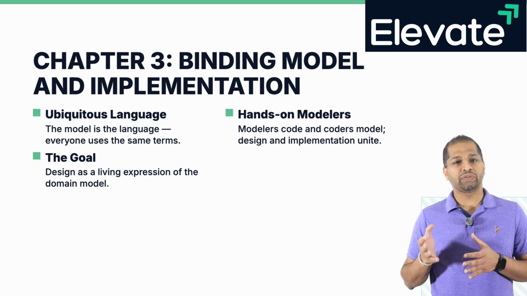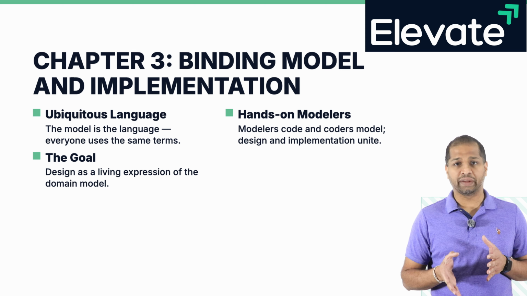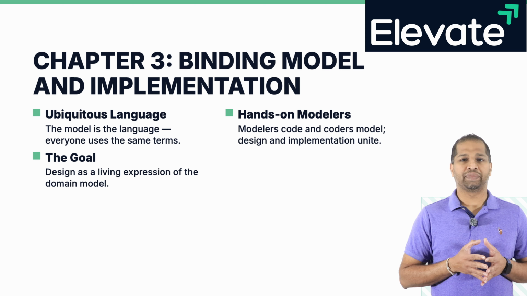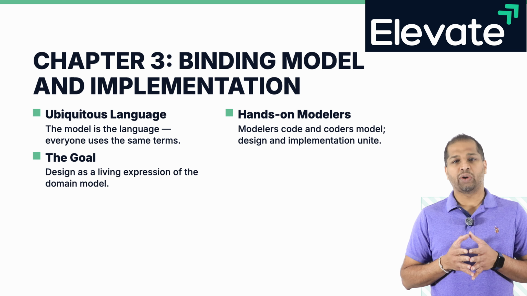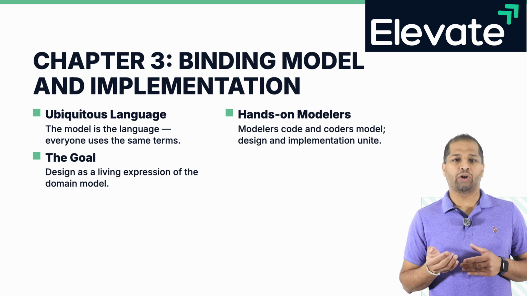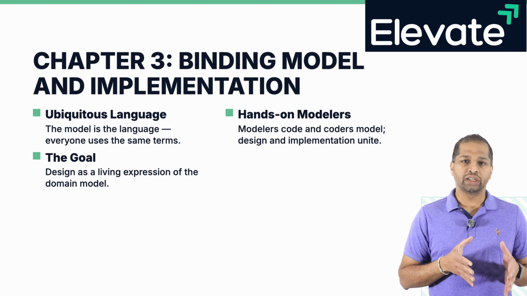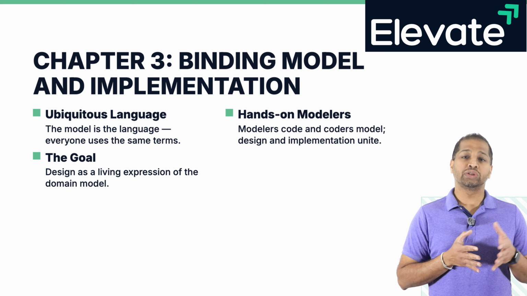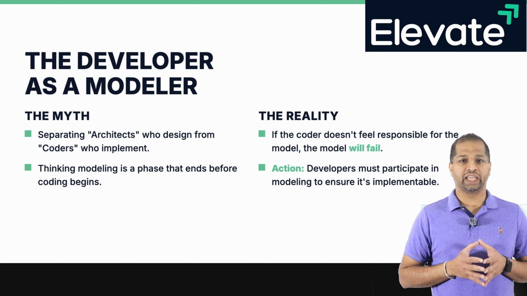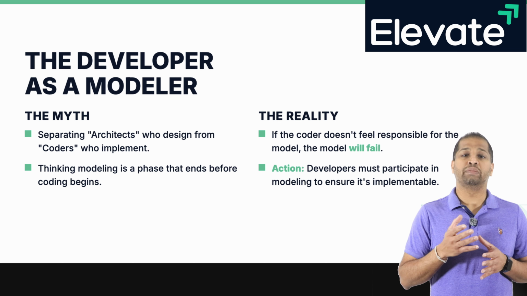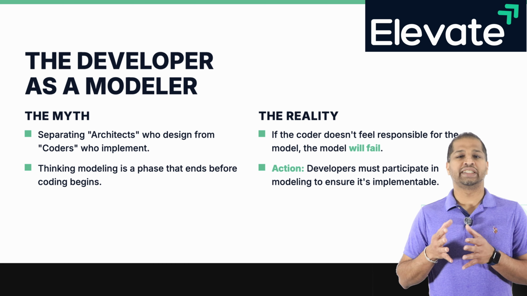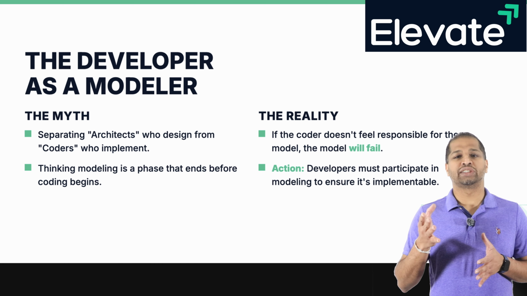One of the most controversial points in Chapter 3 is the idea of hands-on modelers. Evans is clear. The people who designed the model must also write the code. Why? Because if you don't feel the pain of implementing a complex model, you will create something that looks good on paper but is a nightmare to maintain. Conversely, if developers aren't involved in modeling, they will just build anemic objects that are just data containers without any real business logic.